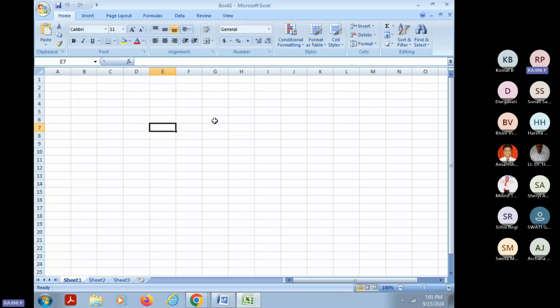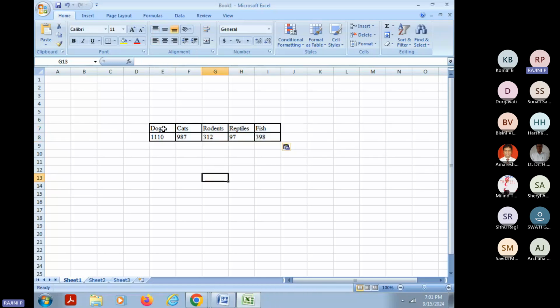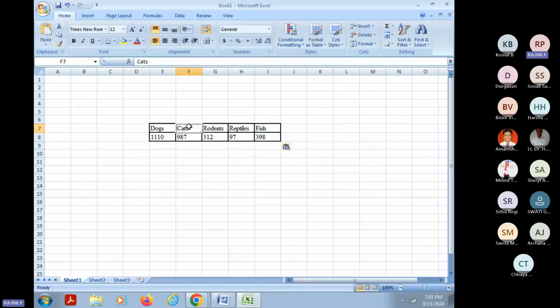Now here you just see, this is the data we are having. Dogs, cats, rodents, reptiles, fish. Different kinds of pets. That means in a particular community, which families are having which pets. This is the data given to you. How many families are having dogs? 1,110. 987 families are having cats as pets, 312 families are having rodents, 97 families are having reptiles, and 398 are having fish. So we are talking about pets, and these are the frequencies.